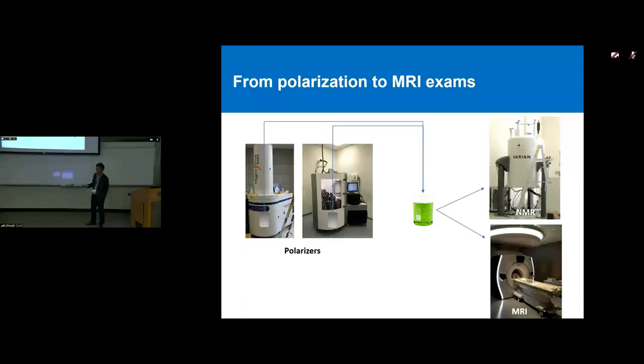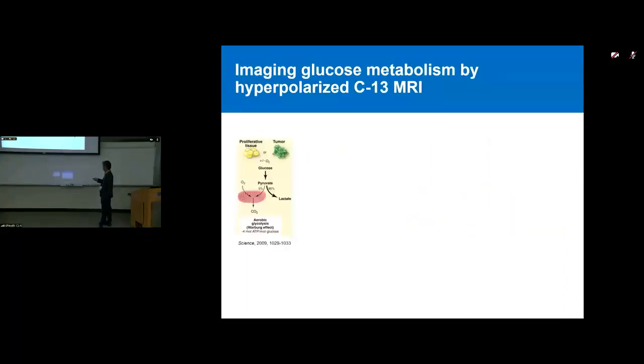So with that in mind, the first study that people did was to see glucose metabolism. Obviously, we know carbohydrate metabolism is changing quite a lot in a lot of diseases. So the first study they did was to see whether or not they can actually look at the Warburg effect in cancer.